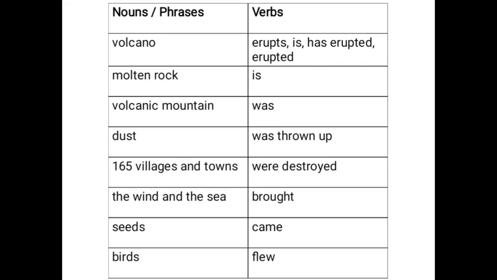Nouns and phrases: 165 villages and towns. Verbs of the nouns and phrases 165 villages and towns are were destroyed. Nouns and phrases: the wind and the sea. Verb of the nouns and phrases the wind and sea is brought. Noun: seeds. Verb of the noun seeds is came. Noun: birds. Verb of the noun birds is flew.